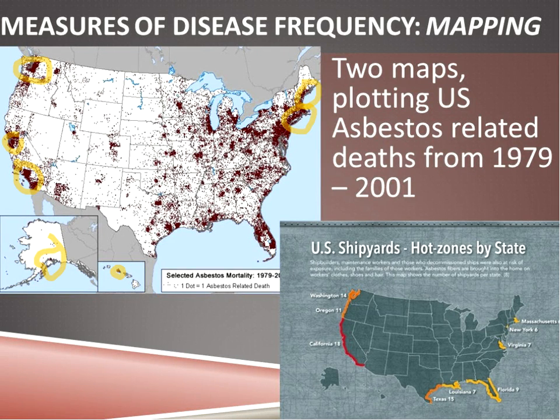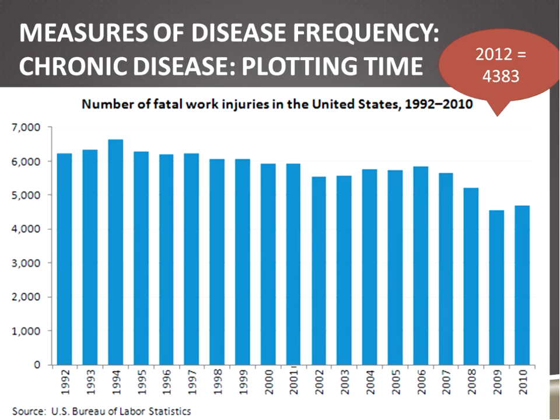So this is just simply one variable. It's just the number of deaths. But if our data sets, our maps, or our graphs, I should say, are labeled appropriately, they tell us something about time, place, and person. So our time was 79 to 2001. Our place was the United States. And the person was the persons who died from asbestos-related exposures. Time, place, and person.